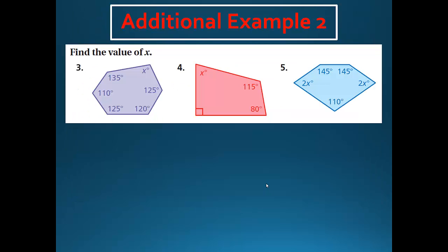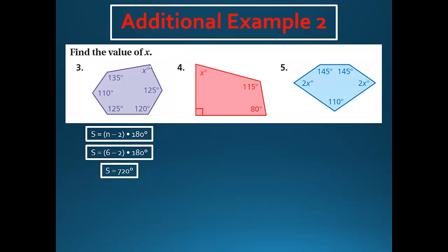Now we have some additional examples. You can pause the video and try them on your own, or you may follow along. For all 3 of these examples, we're going to find the value of x. The first thing we're going to start with is our formula. S equals the quantity n minus 2 times 180 degrees. Now we need to see how many sides we have. So we have 1, 2, 3, 4, 5, 6 sides in this polygon. So we're going to have S equals the quantity 6 minus 2 times 180, and 6 minus 2 equals 4, and 4 times 180 is 720. So S equals 720 degrees.